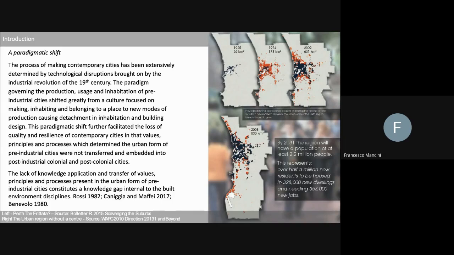So this phenomenon also presents a problem from the sustainability perspective. It's impossible to conceive that the city of Perth can go ahead with this type of development. So the 19th century revolution, which started shifting the paradigm of urban growth, needs now to be seriously put in question.